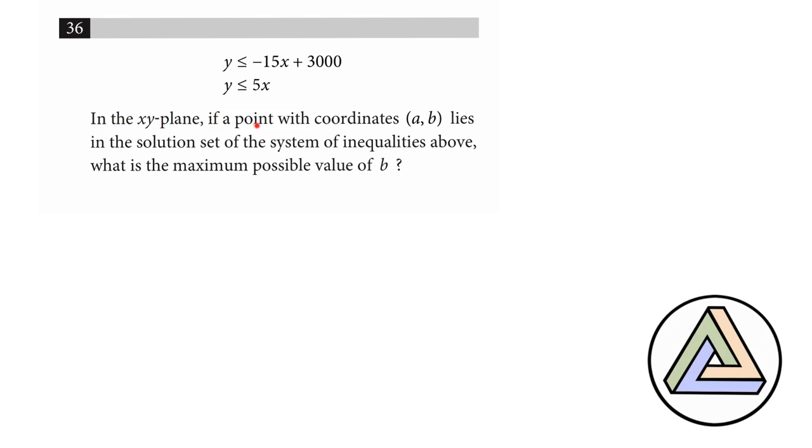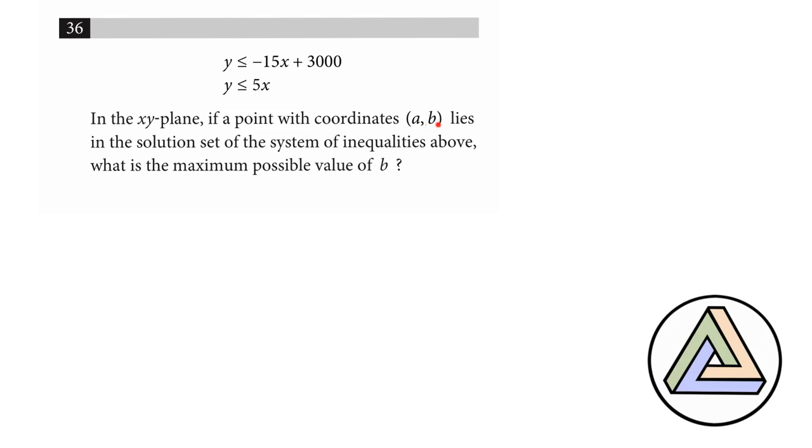Okay, in the xy plane, if a point with coordinates a, b lies on the solution set of the system of inequalities above, what is the maximum possible value of b? Right, so (a, b) lies in the solution set. This is inequalities, which is similar to graphing lines, only you have to shade the regions of the xy coordinate plane. Recognizing that (a, b) lies in the double shaded region, we want to know the maximum possible value of b. In other words, what's the maximum y coordinate that exists inside the shaded region?